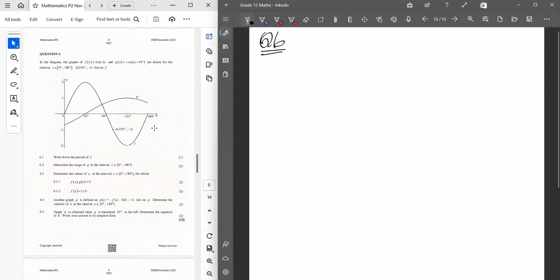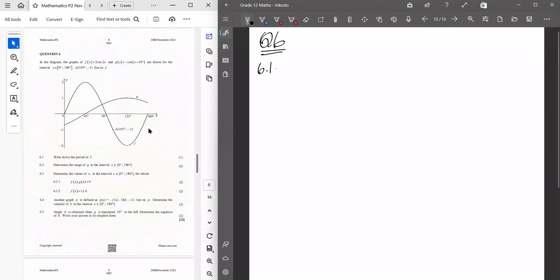Do you see this? So in the domain 0 to 360, you'll have 2 complete cycles. Nice, huh? And g of x is negative cos of x plus 45. It means it has shifted to the left by 45 degrees, and I see it as well. They are drawn for the interval x is an element of 0 degrees to 180 degrees, all included. A has coordinates minus 105 degrees and negative 1, and it lies on f. Here it is. We do see it. Write down the period of f.